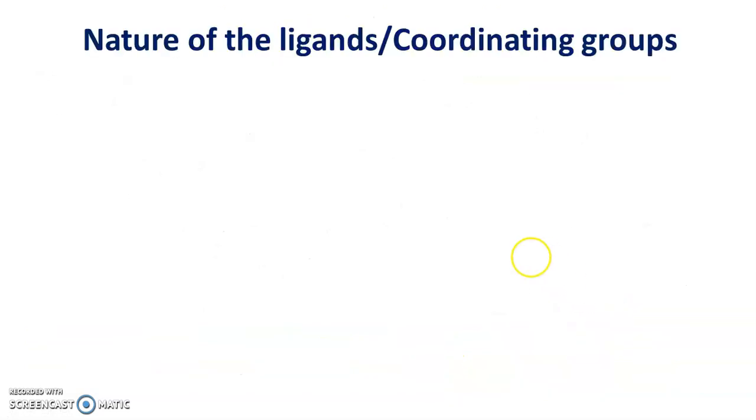Now the next important factor we are going to discuss is the nature of ligands or coordinating groups. The nature of the ligand, that is, whether it is strongly basic or able to donate a pair of electrons, determines how the stability constant values of the metal complex vary. The higher the basic strength of the ligand, the greater is its tendency to form stable metal complexes.